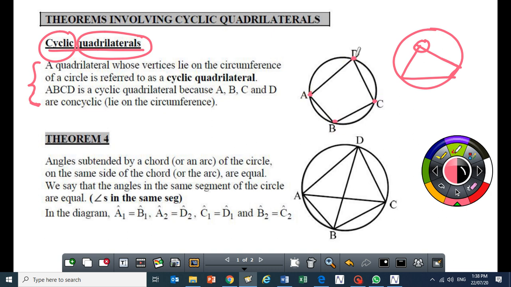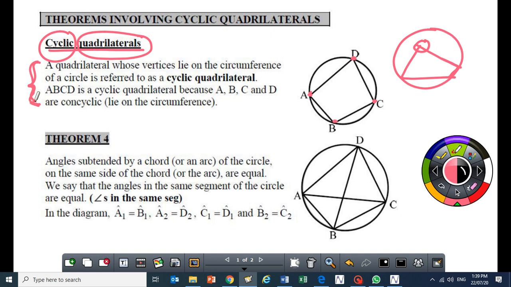And cyclic quadrilaterals are very, very important. In all examinations up to matric, there are questions on cyclic quadrilaterals. So make sure you take this lesson very seriously, and the video that I made, you take it. You need that until you write matric next year. Okay? So I've explained the concept of cyclic quadrilaterals.